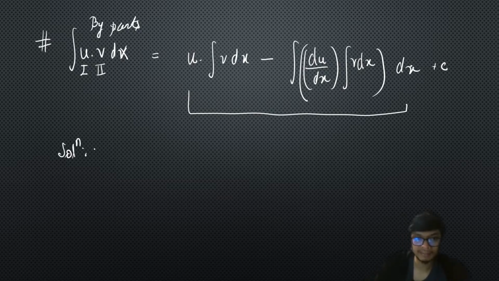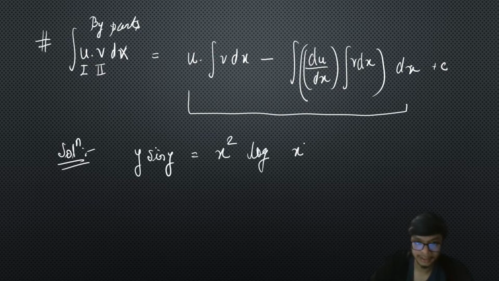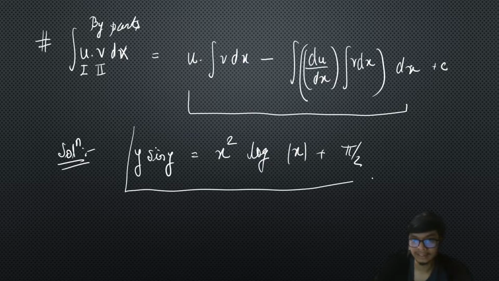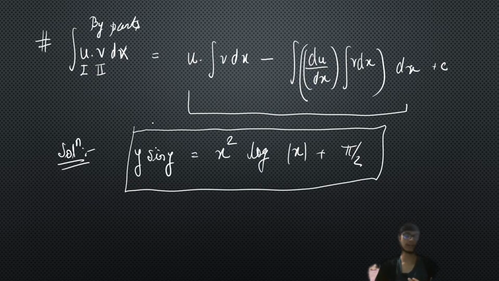So I'm leaving the final answer over here. The final answer that I have got while solving is basically y times sin y is equal to x square natural log of x plus pi by 2. So you have the given value of the initial condition, and from there you can easily find out the value of the required constant, right?